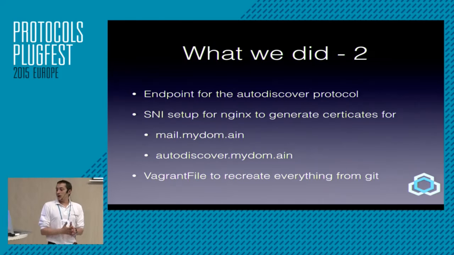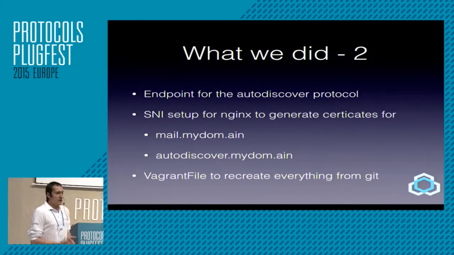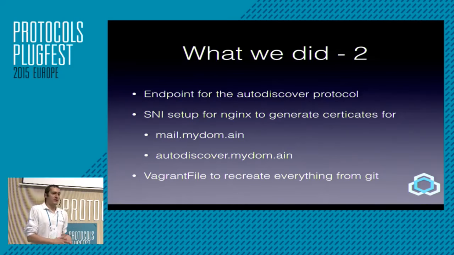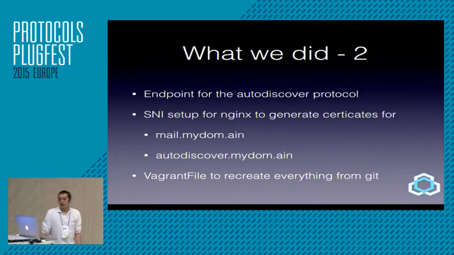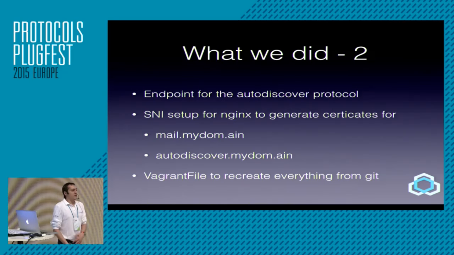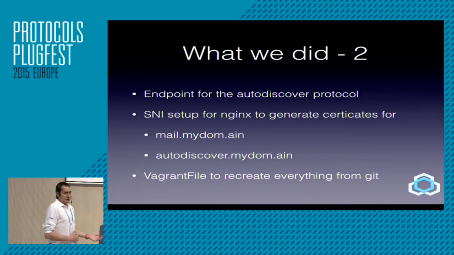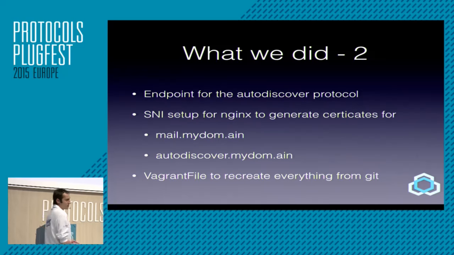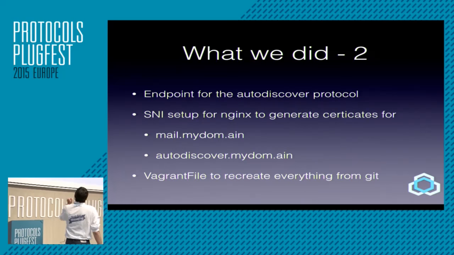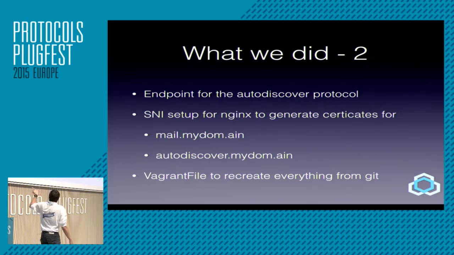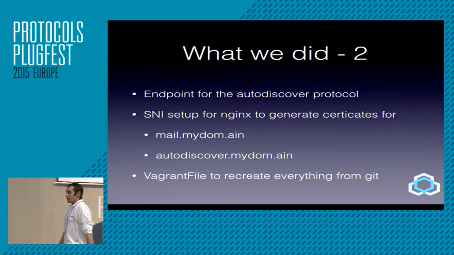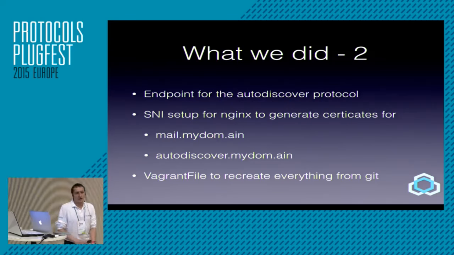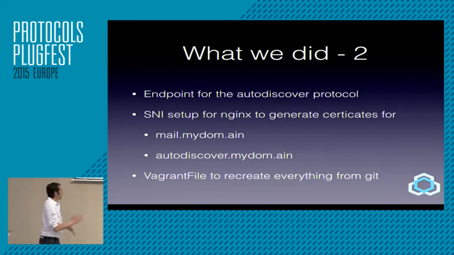We also implemented the AutoDiscover protocol of Outlook, because Outlook does not only do MAPI. There is an AutoDiscover protocol, which requires you to have several names on your server. So to support that with SSL, your server should be named mail.mydomain and autodiscover.mydomain. So it's a special SSL setup. We created background files to recreate the complete OpenChange environment.